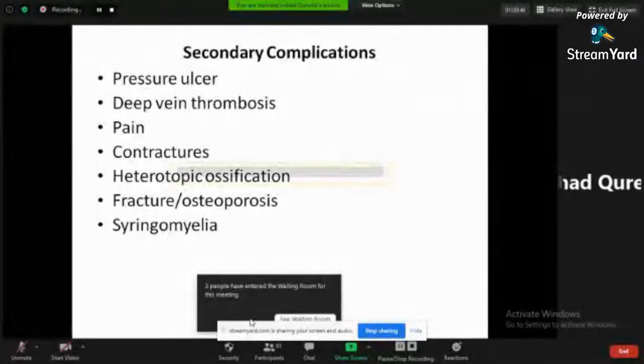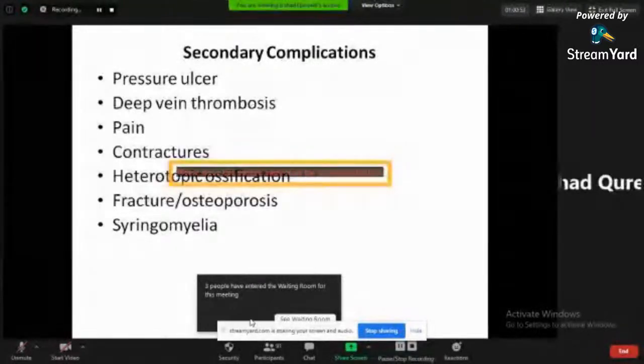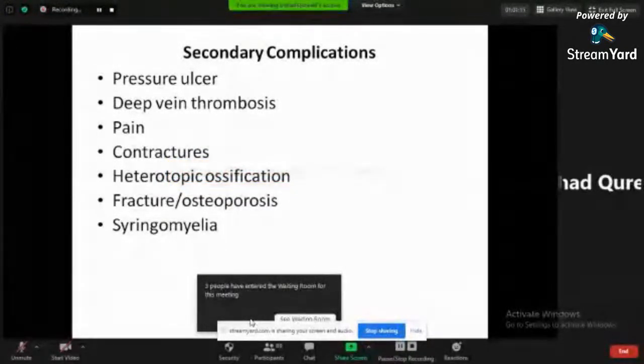There are certain secondary complications. I'm not going to talk about this in detail. Pressure ulcers, decubitus ulcer. Around 36% of the patients during the stay in IPD develop pressure ulcers. So this is quite common. Deep vein thrombosis, another secondary complication. Pain, contractures, heterotopic ossification, fractures, or osteoporosis resulting in fractures, and syringomyelia. These are the commonest secondary complications.